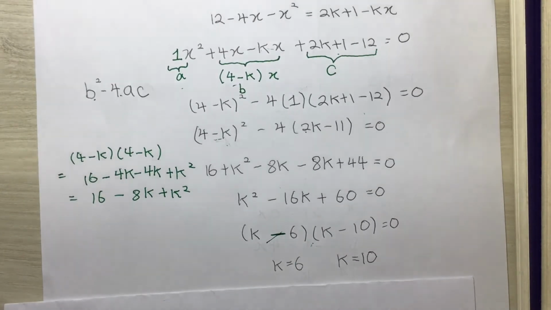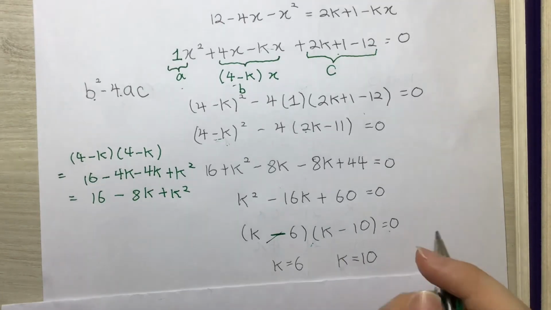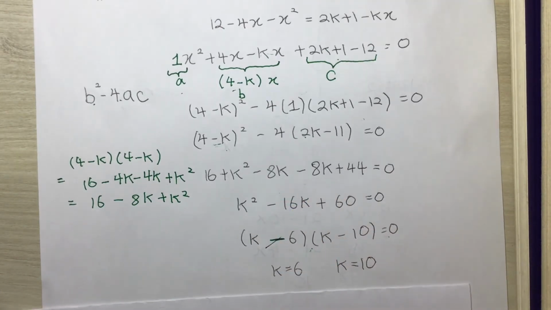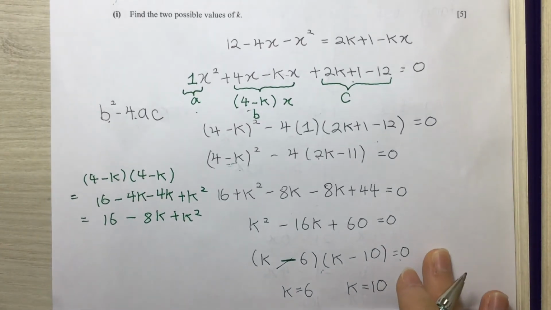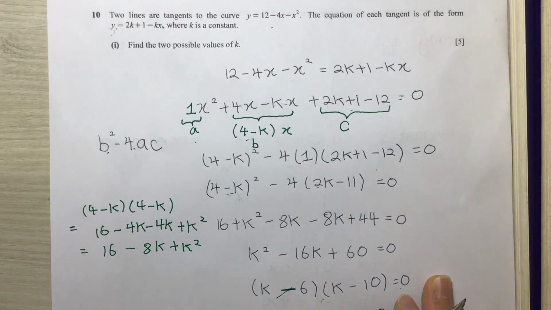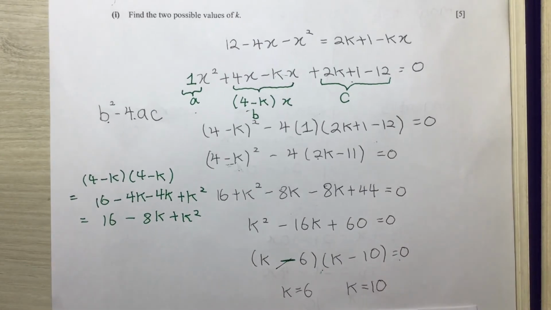And after that, since these two brackets multiply to 0, we can just say that each of them equals 0. k minus 6 equals 0, so we will be getting a k value of 6, and k minus 10 equals 0, so k is 10. These will be the two k values for the two different tangents.